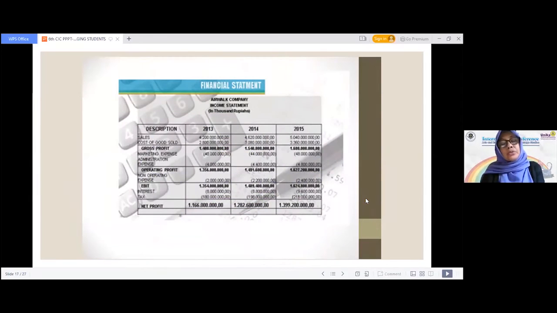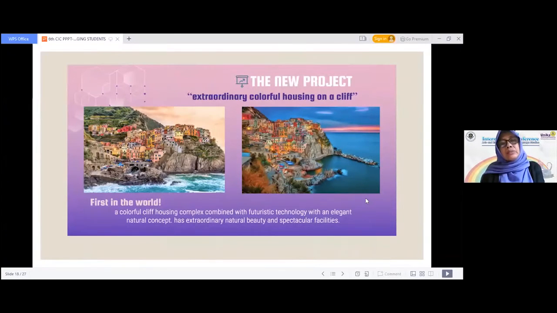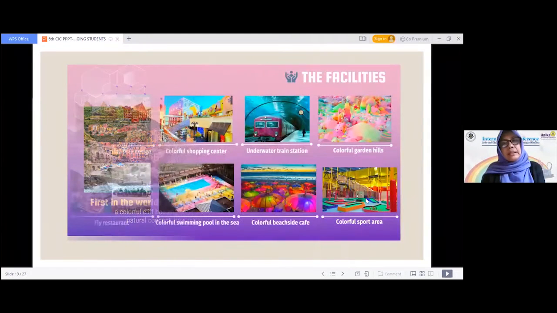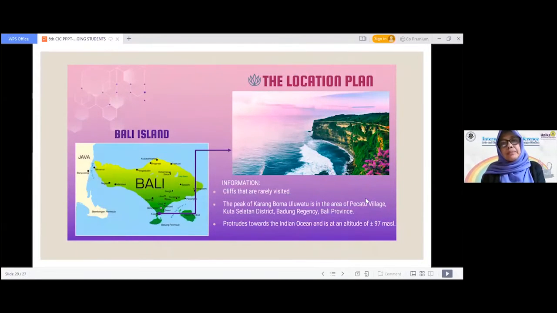And then they also talk about their financial statement, about the loss and profit they have for some years. And then they try to have a project. This is the topic of the project, extraordinary colorful housing on a cliff. They said that this is the first one in the world. And they also create some facilities for the project to serve the customer.